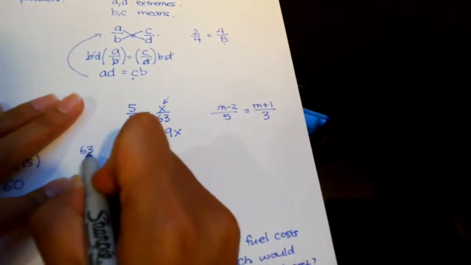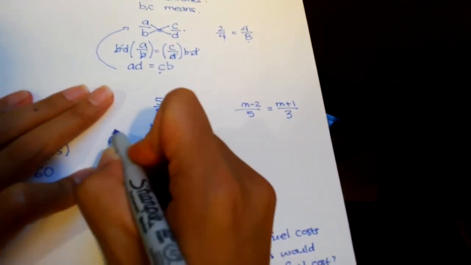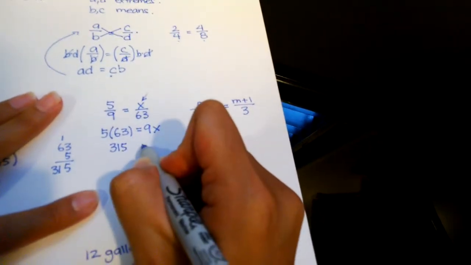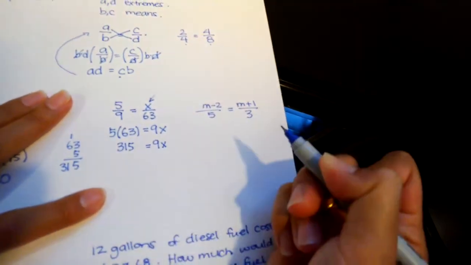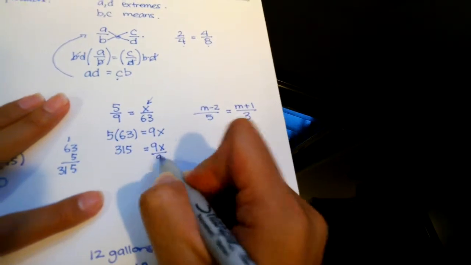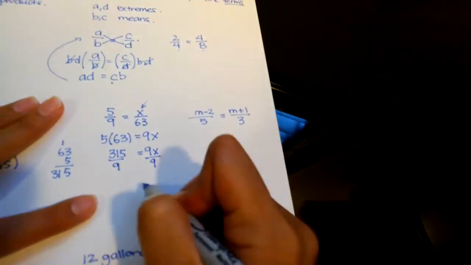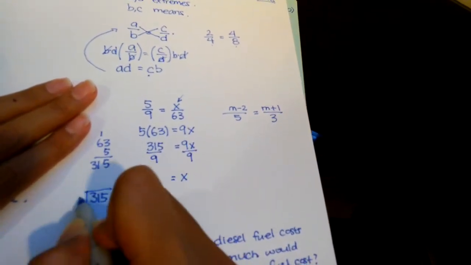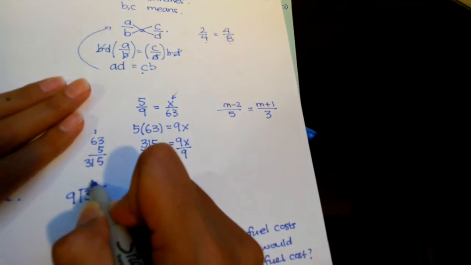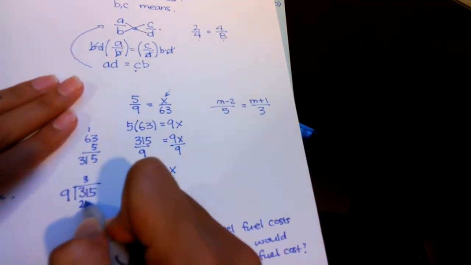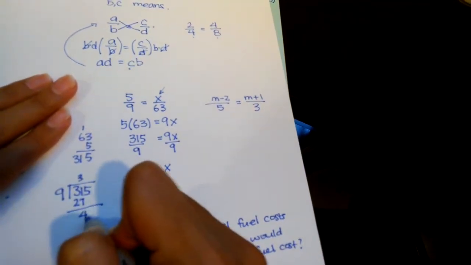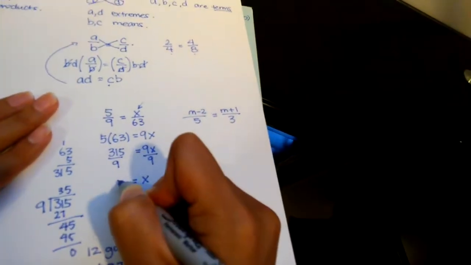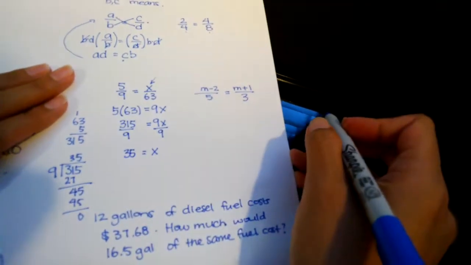So let me do 63 times 5, that's 315. So we get 315 is equal to 9x. And then finally we divide by 9. So x is equal to 315 divided by 9, and that's 35. So x would be 35.